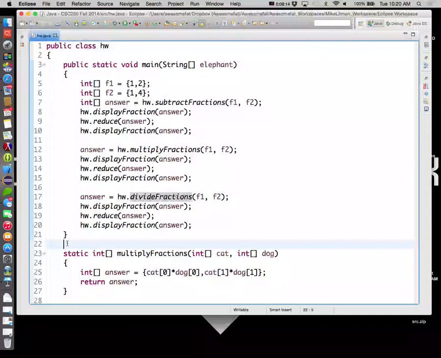I mean, you could also write your own method that just takes in your two fractions and then calls all four things on those two fractions. All right. Other questions on this?